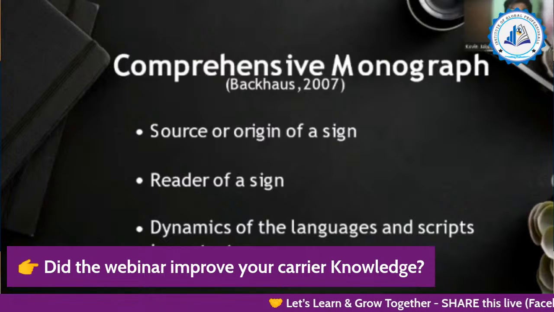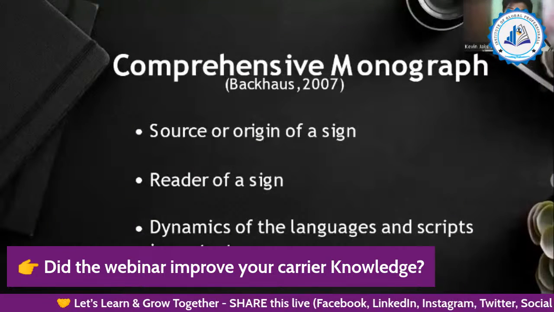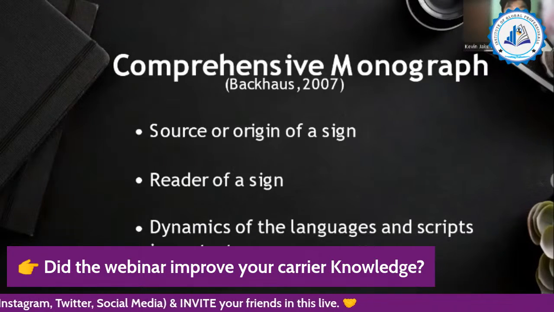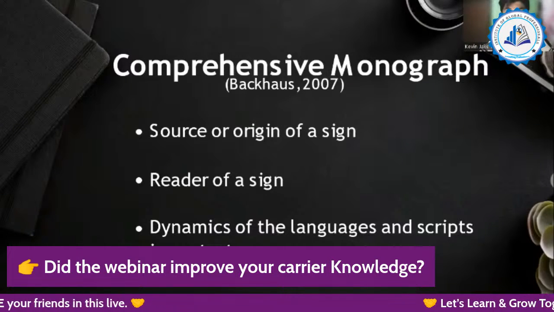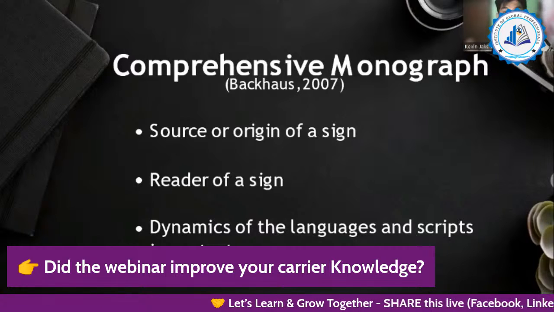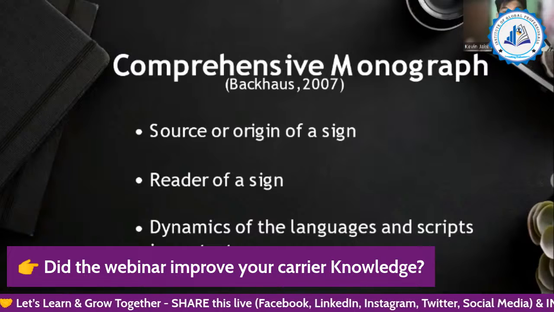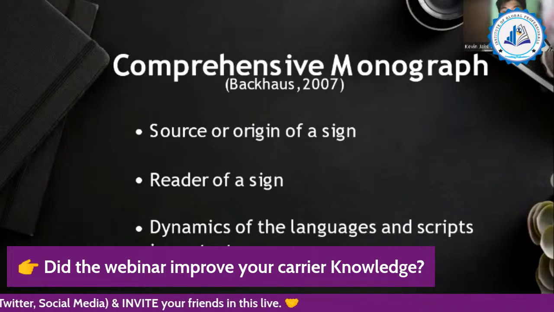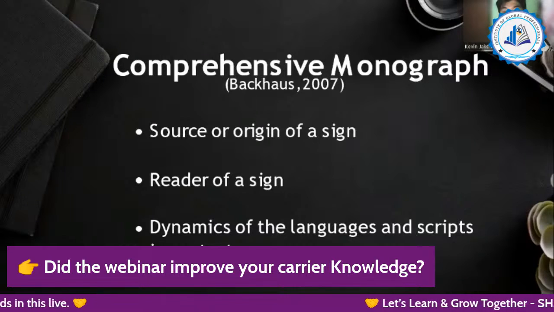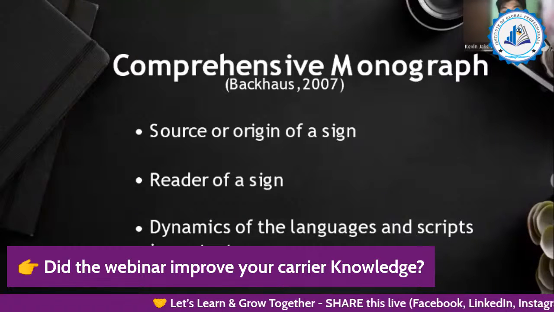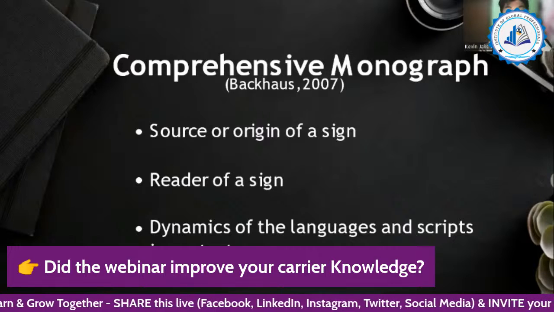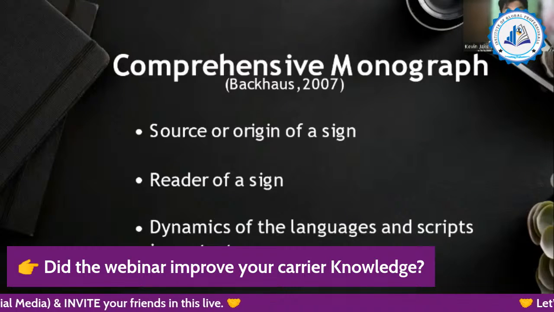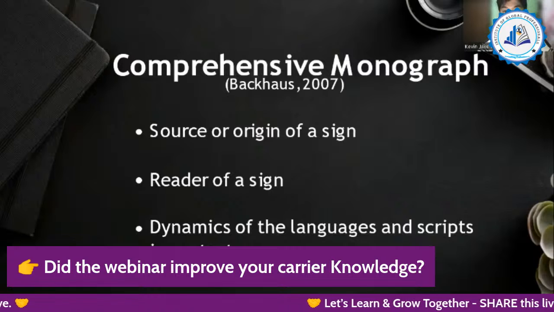But again, for comprehensive monograph, apart from the origin of the sign, the readers of the sign, it is actually very similar to the preference model of Spolsky and company, especially on the presumed reader there. It's the same as the reader of a sign in the comprehensive monograph, because if we try to investigate the languages that are being used on our signboards or signages, we also have to consider who's gonna be the reader of the signages. What languages do these people in the community speak? Dominantly of, okay? So we need to figure those things out. And of course, dynamics of languages and scripts in contact, okay? So all these things are constraints of the comprehensive monograph.